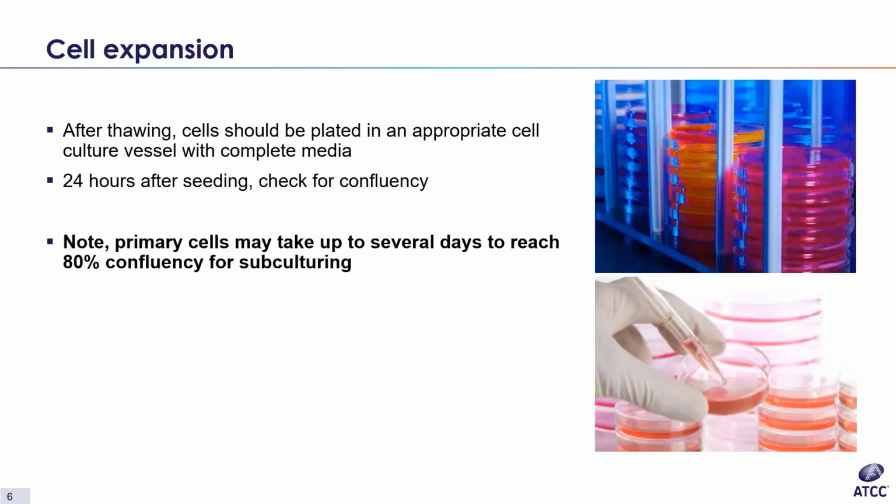So after thawing cells, they should be plated in an appropriate vessel, which could be cell culture dishes or flasks. This is all depending on your specific needs. For most cell types, the generally accepted practice is to allow them to settle for about 24 hours after seeding. At this point, the cells should be checked for confluency, which is the percent coverage of cells over the surface of the vessel. If expanding cells, the ideal time to subculture is at approximately 80% confluency. The time it takes to reach this level can vary depending upon cell types. Primary cells can take several days or even up to a couple of weeks.